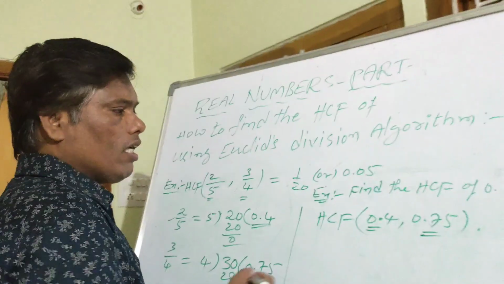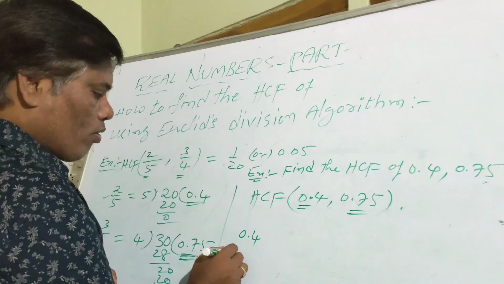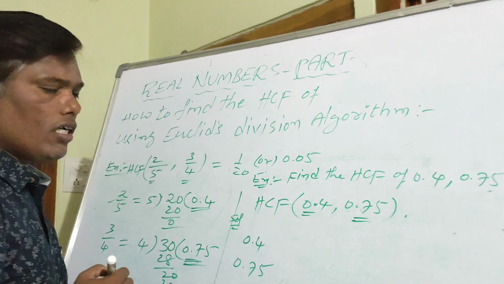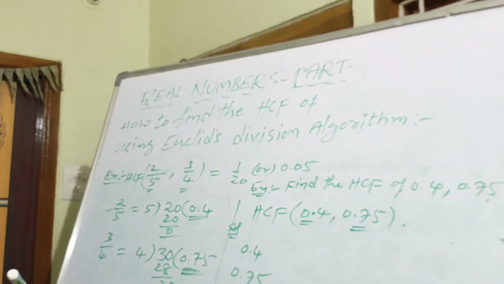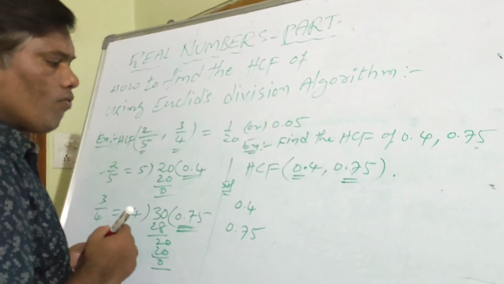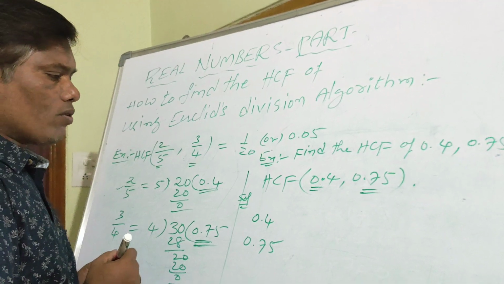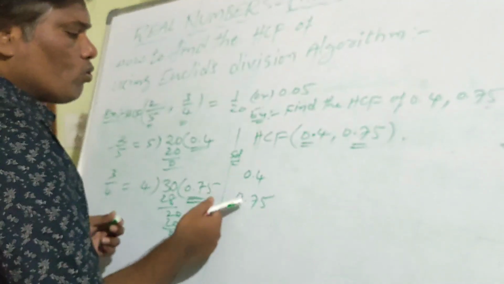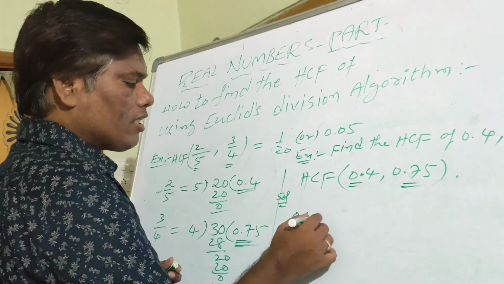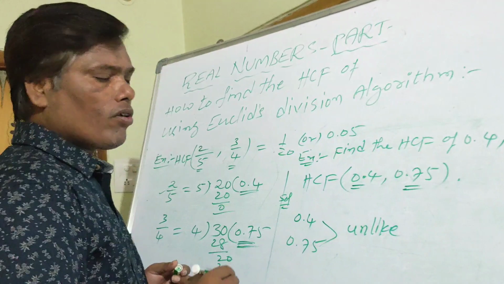What is the process? Let us see here first 0.4 and 0.75. Let us consider these two numbers, 0.4 and 0.75. What type of decimals are these? Here after the decimal point we have only one decimal place, and here we have two decimal places. So these two decimals are called unlike decimals.